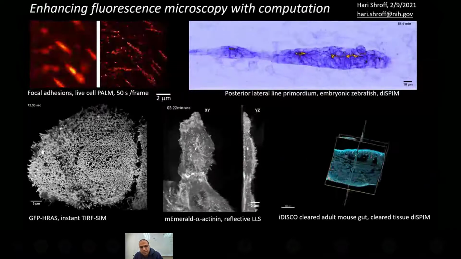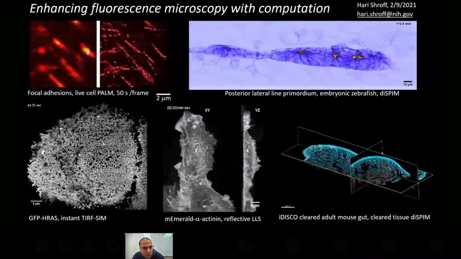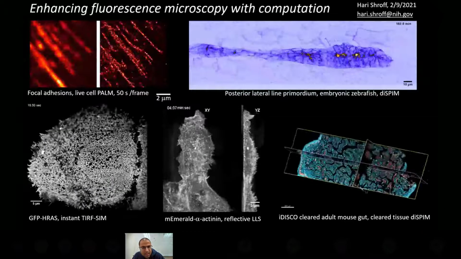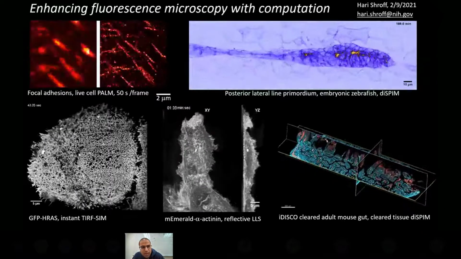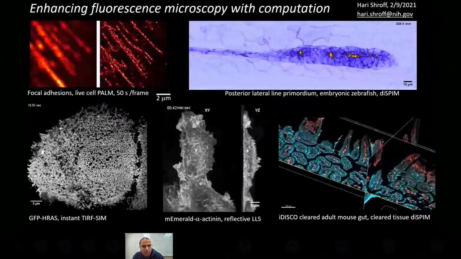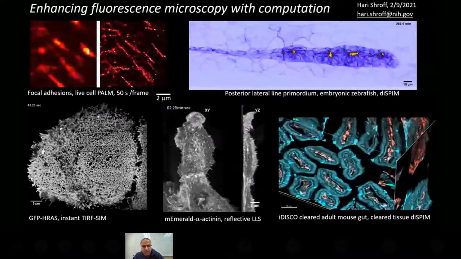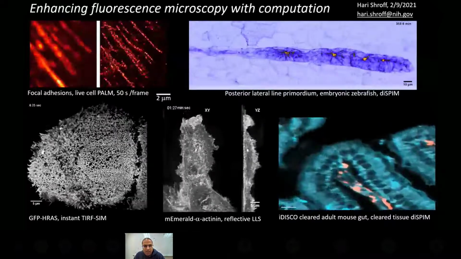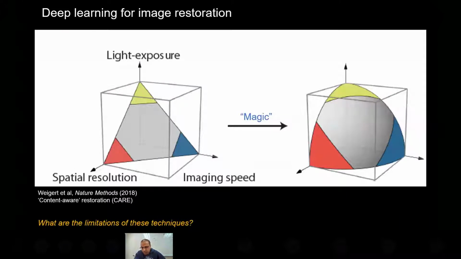And when I was thinking about it, the unifying theme across all of these different data sets that I'm showing here is that computation is in fact essential, not just for rendering the images, but also for interpreting the data and for converting the raw data into something that a biologist can analyze. And so today, I thought I'd talk about some more recent work in this area, which is using deep learning for image restoration.